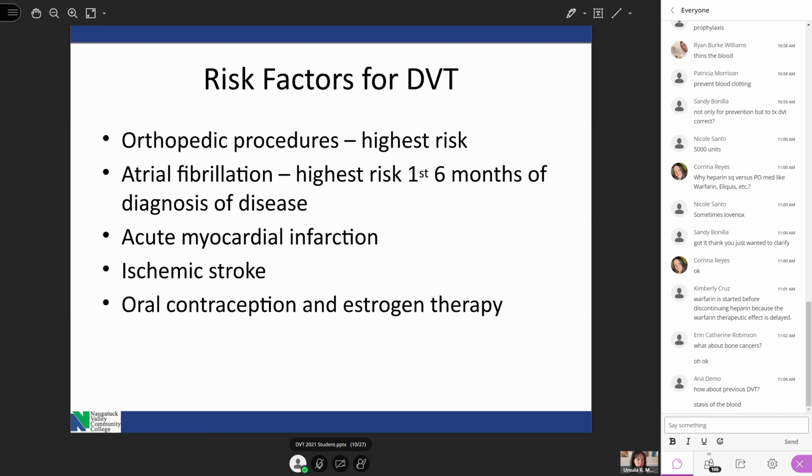So remember, it's when the blood is static, we have venous stasis, it's not moving, that the blood wants to start getting together with the other platelets and forming a clot. We don't want that to happen. So those patients are at risk of a PE, or it can travel to the brain where you can get a stroke. So very, very serious.